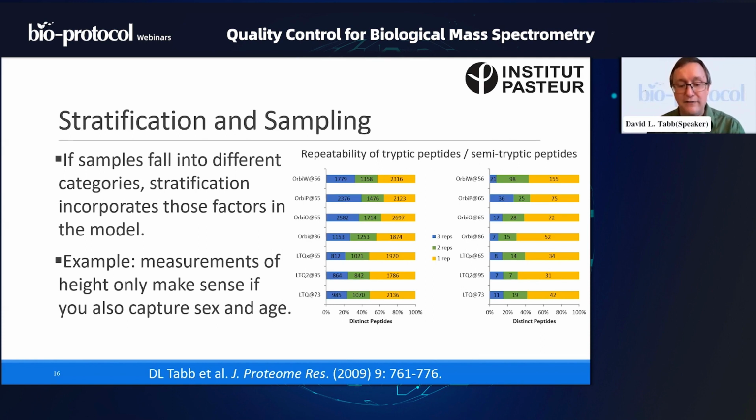So on the right, I've got a real world example from a paper I wrote for the CPTAC Network many years ago. In this, I was asking about the repeatability of identification of peptides. Remember, I said that even if you shoot the same sample many times, which peptides you see from it is going to change each time. So in this case, we have instruments at several sites, site 56, site 65, site 86, site 95, and site 73. They're a combination of Orbitrap instruments and LTQ instruments.